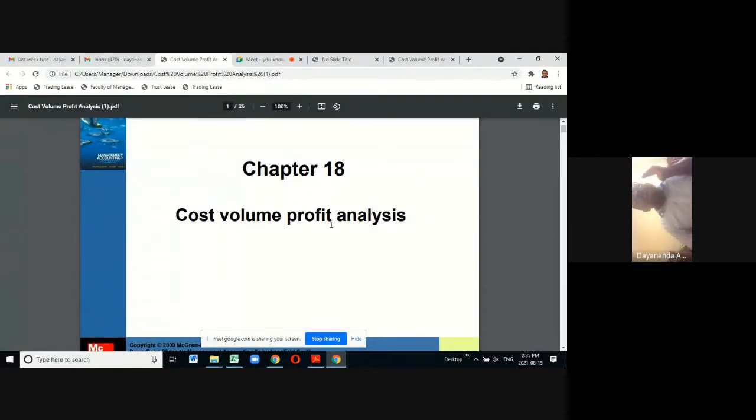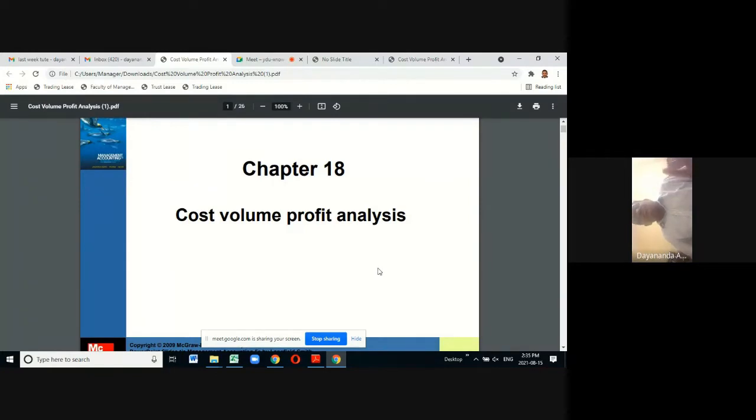Now cost volume profit analysis is a short term decision making technique. When you are making a short term decision, time value of money is ignored. The discounting factors, present value factor, future value factor, are not considered. So we will just be adding the figures as given.